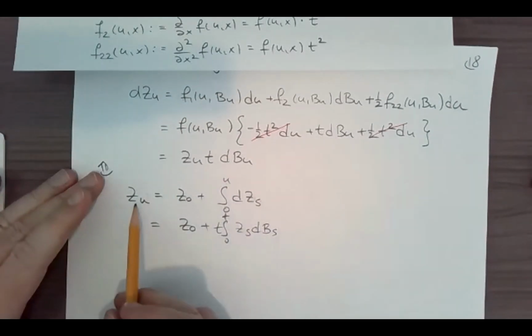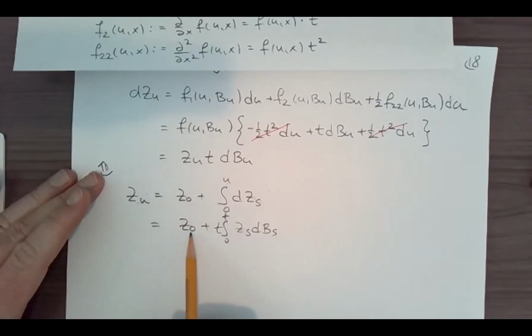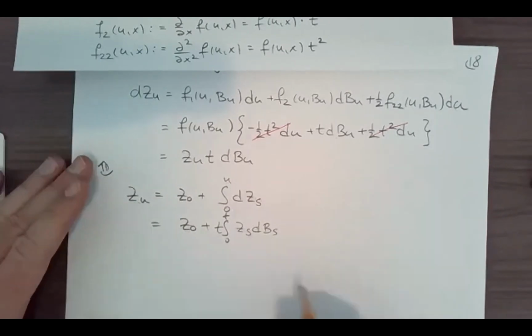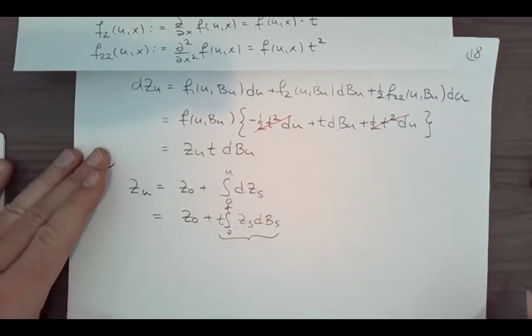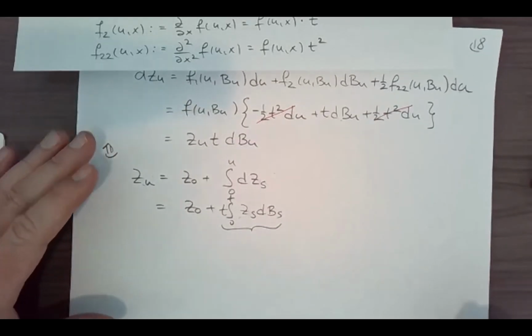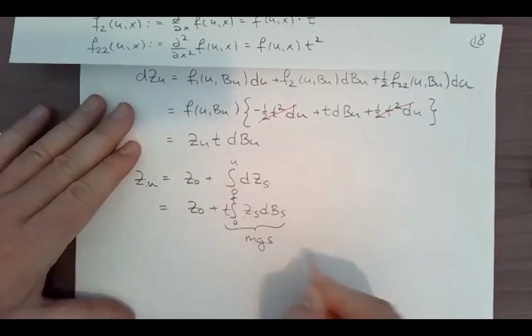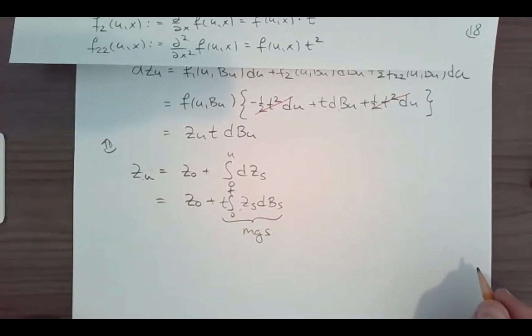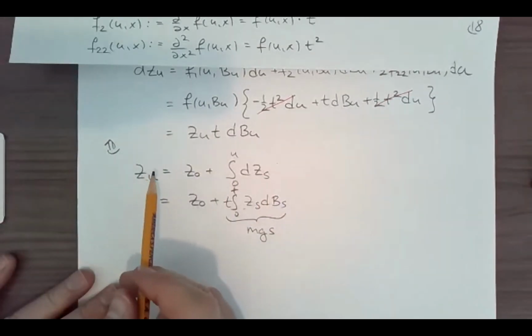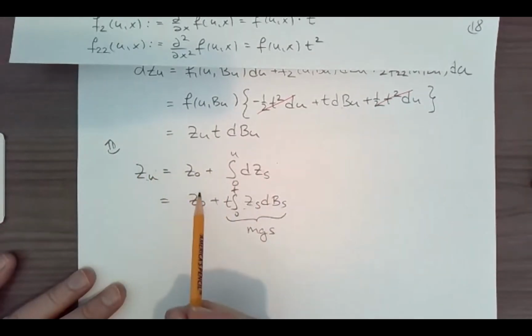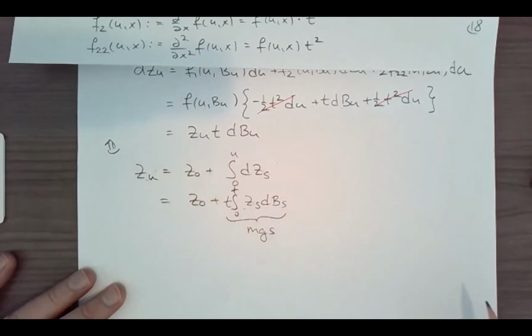And you see that Z is a constant plus a stochastic integral. And stochastic integrals, you know, are martingales. So this shows that Z is a constant plus a martingale. Constants are, of course, martingales. So you get that Z is a martingale.